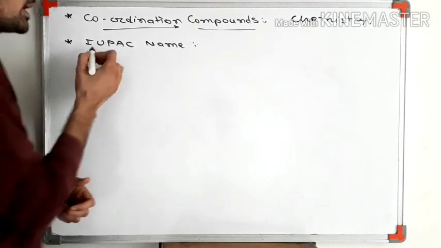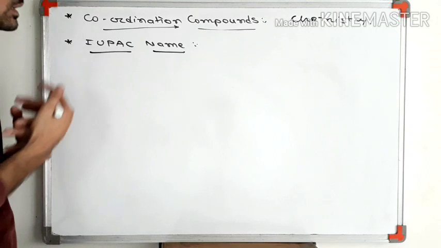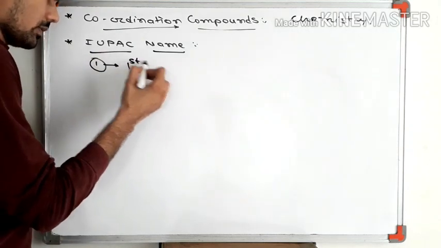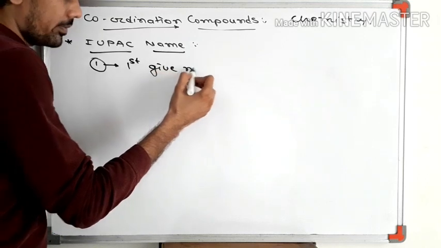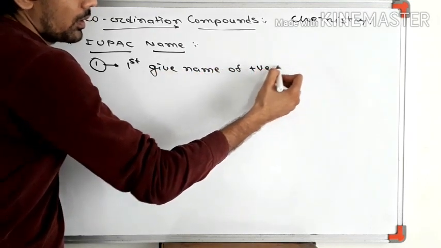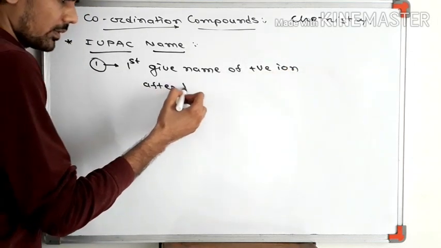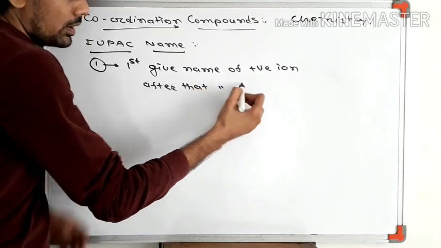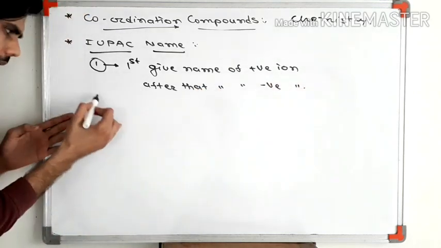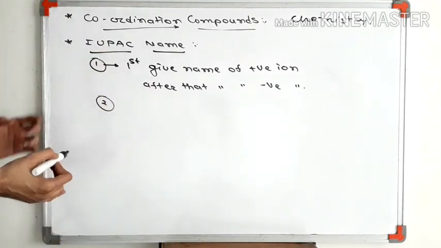अभी हम पढ़ने जा रहे हैं IUPAC नोमेनक्लेचर इन कोऑर्डिनेशन कंपाउंड. There are so many rules. The first is, first give name of positive ion, after that name of negative ion. Okay. पहले हम सारे रूल पढ़ रहे हैं, उसके बाद IUPAC नोमेनक्लेचर पढ़ेंगे.